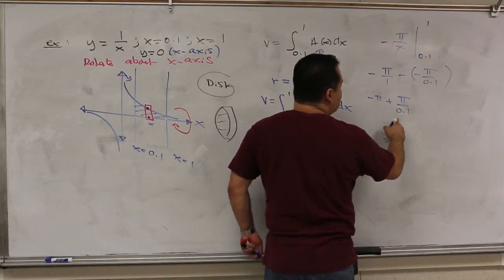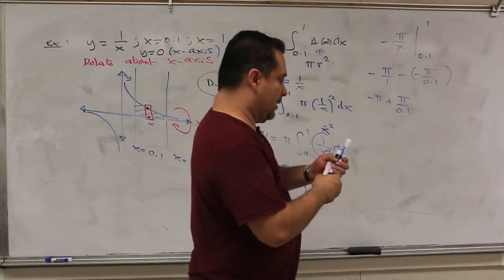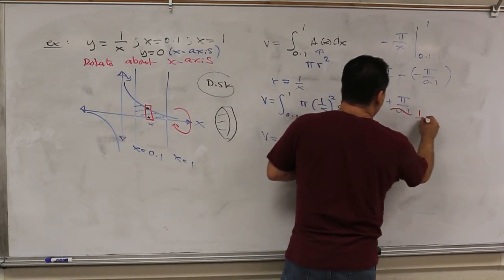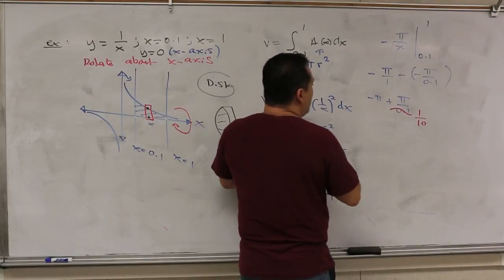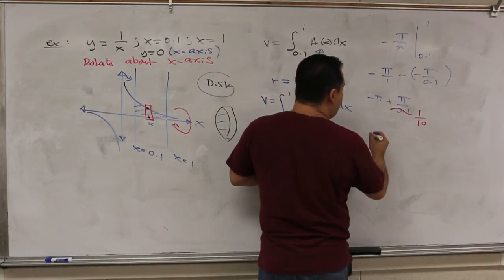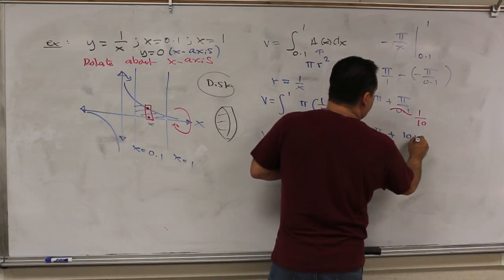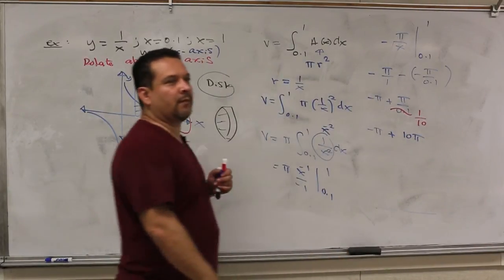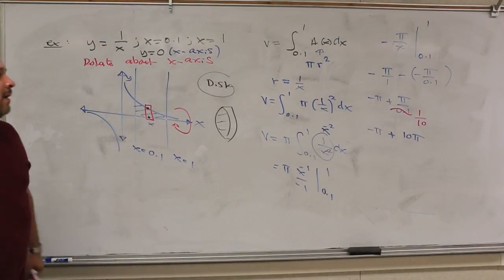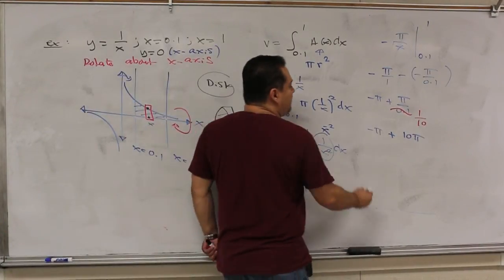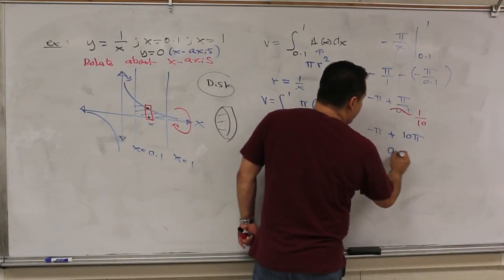And what is this? What's 0.1 anyway? Isn't that 1/10? So what's pi divided by 1/10? This is minus pi plus what? Plus 10 pi. Is that true? Yeah. So what's minus pi plus 10 pi? That's 9 pi.